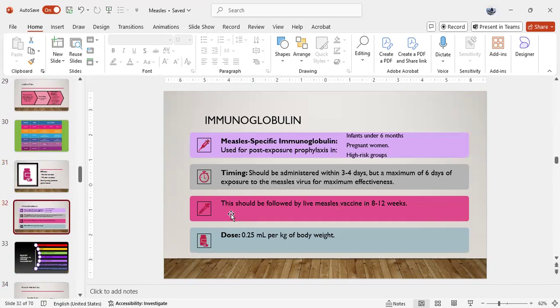Immunoglobulin. Measles-specific immunoglobulin is used for post-exposure prophylaxis in infants under 6 months, pregnant women, and high-risk groups. Should be administered between 3 to 4 days, but the maximum of 6 days of exposure to the measles virus for maximum effectiveness. This should be followed by live measles vaccine in 8 to 12 days. The dosage of immunoglobulin is 0.25 ml per kilogram of the body weight.